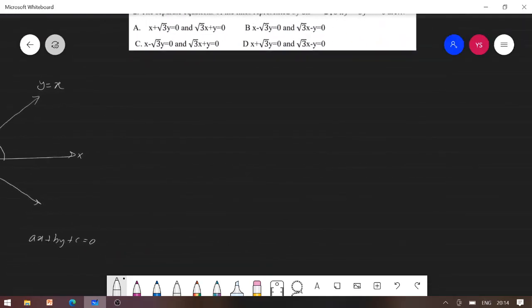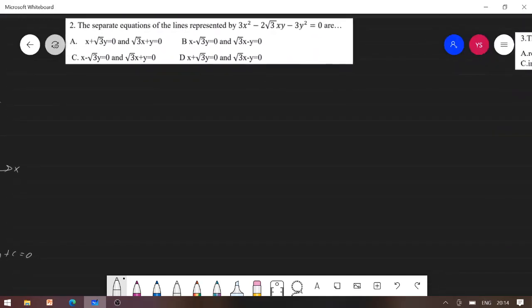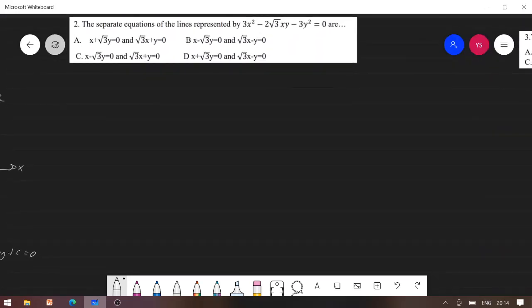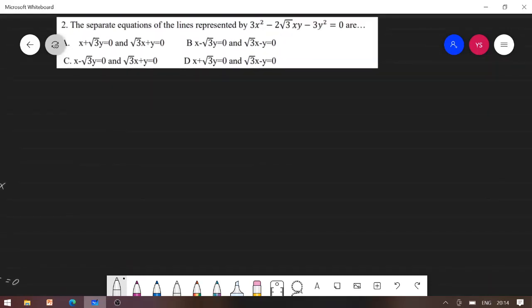Now look at the second MCQ. Separate the equations of lines represented by 3x square minus 2 times root 3 xy minus 3y square equals 0. So I will write firstly the combined equation of lines, which is given by 3x square minus 2 times root 3 xy minus 3y square equals 0.